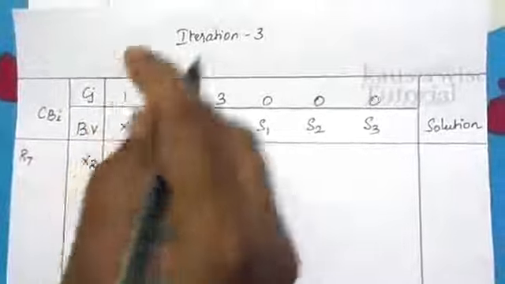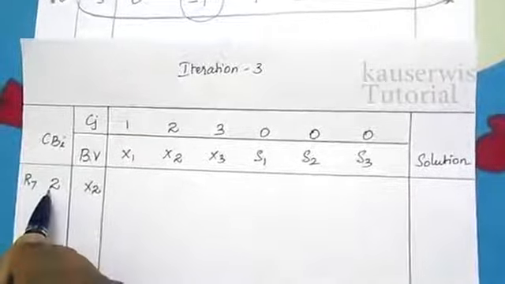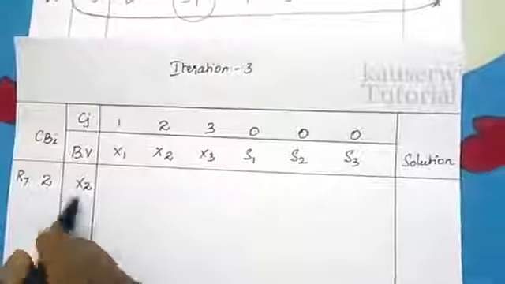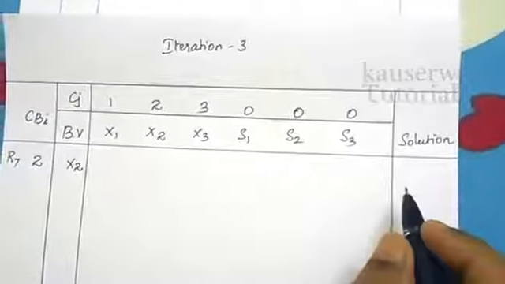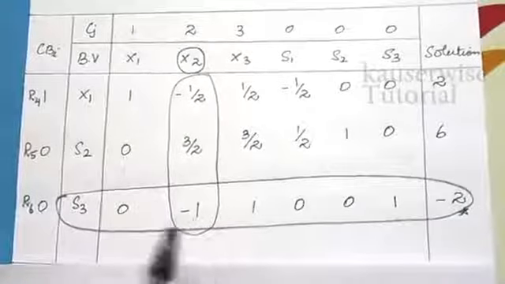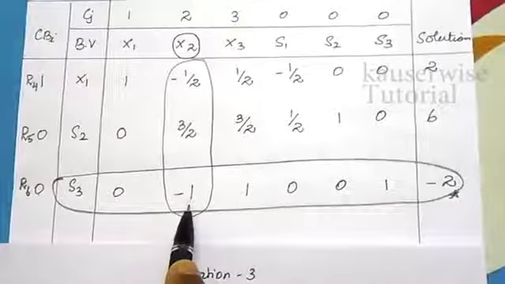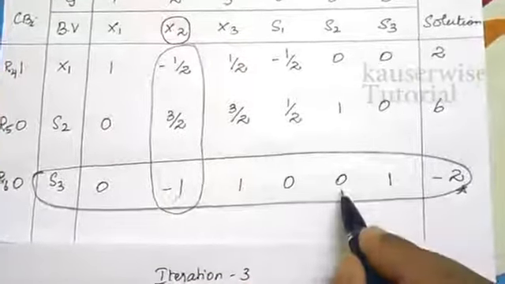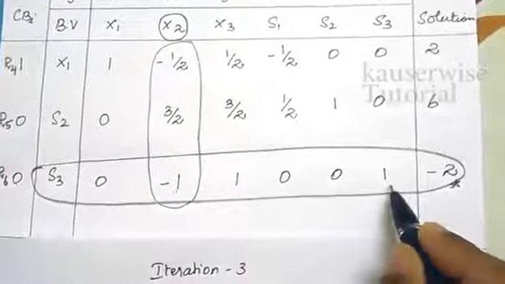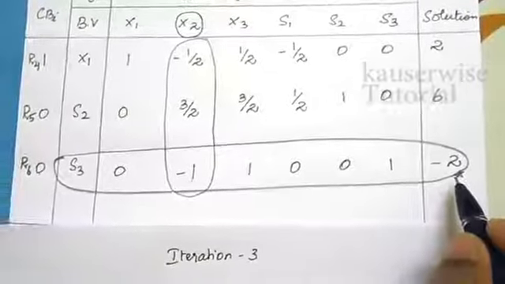So x2 value is 2. So in the CBI column, write 2. So 2 is the cost for x2. Okay, now we have to fill the new value. For the new value, just divide all other elements by the pivotal element. So the pivotal element is minus 1. So the new value will be 0 divided by minus 1, minus 1 divided by minus 1, 1 divided by minus 1, 0 divided by minus 1, 0 divided by minus 1, 1 divided by minus 1 and minus 2 divided by minus 1. Then you will be getting the new value for row 7.